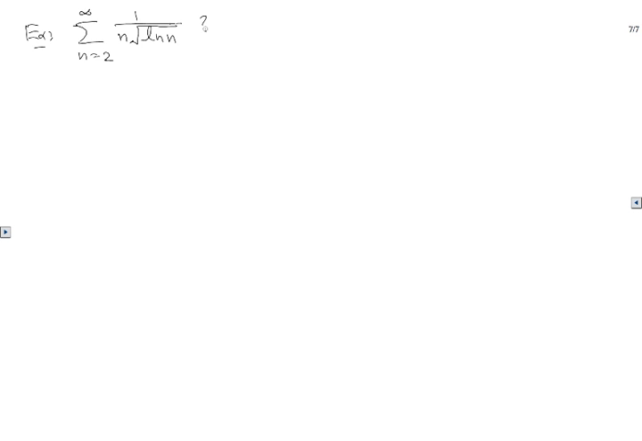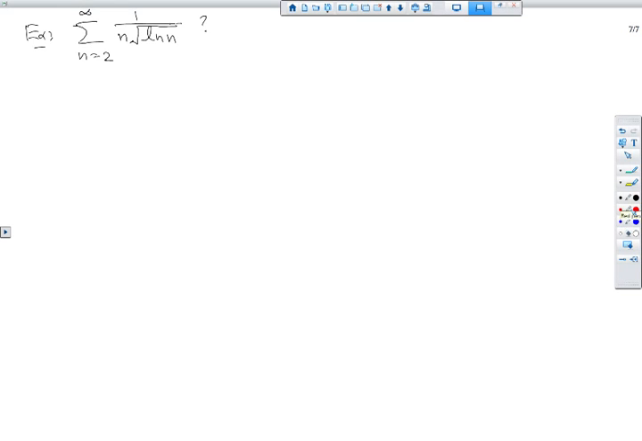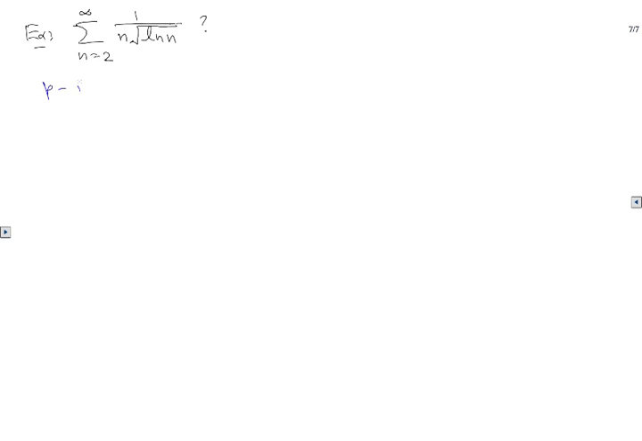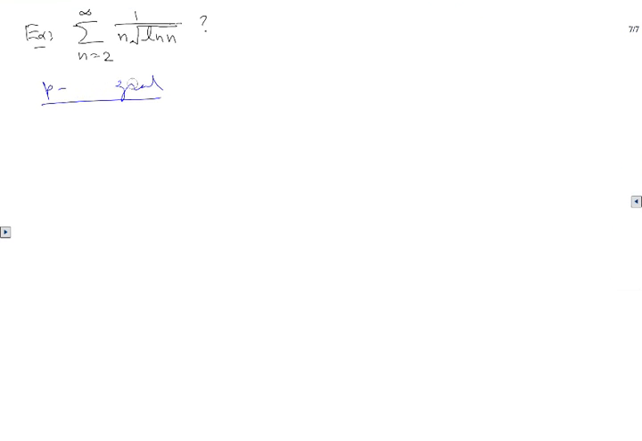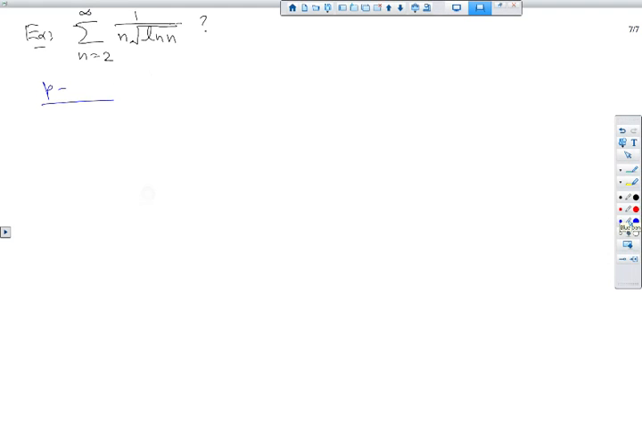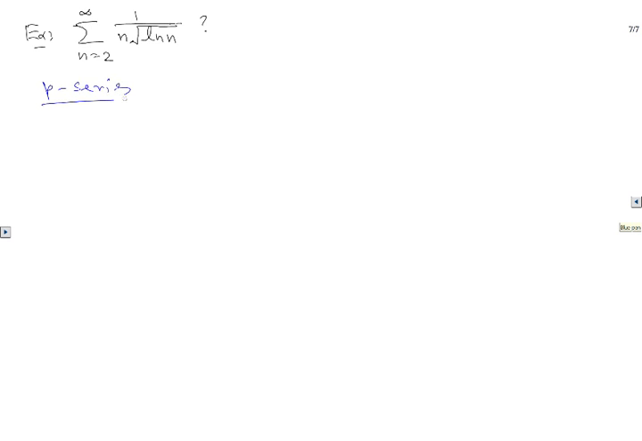One of the major consequences of the integral test is what we call the p series. So let's talk about that, because this is one of the important ones. What's the p series? Sigma n going from 1 to infinity of 1 over n to the p. That's what we call the p series.